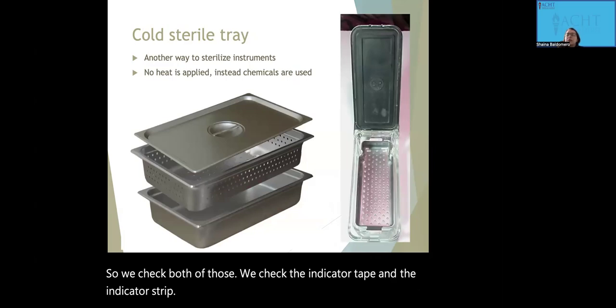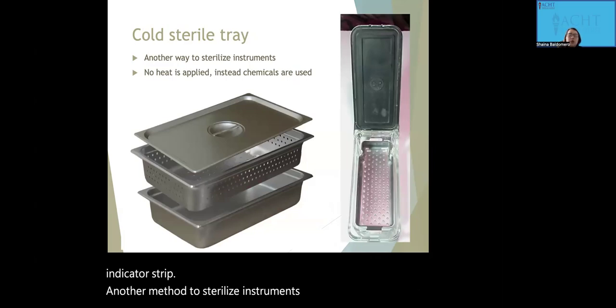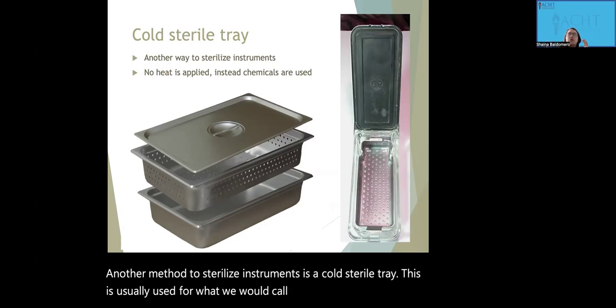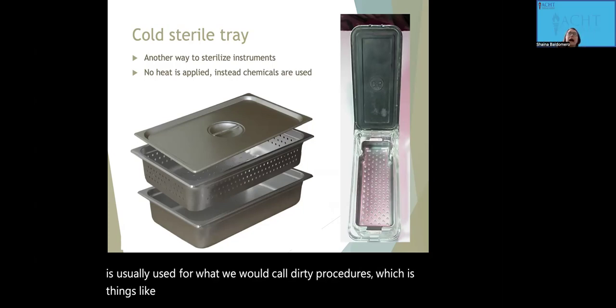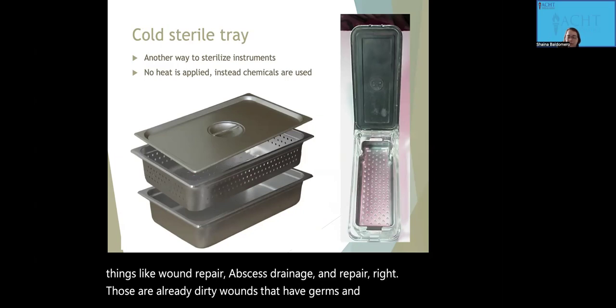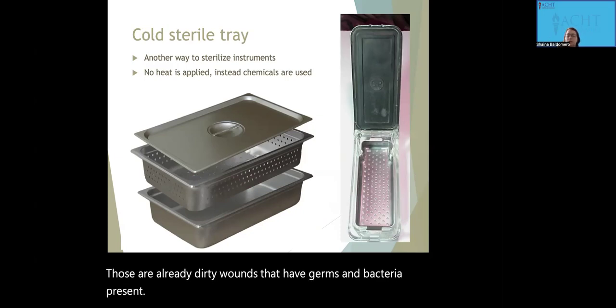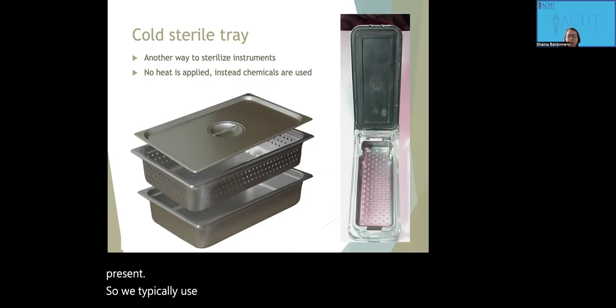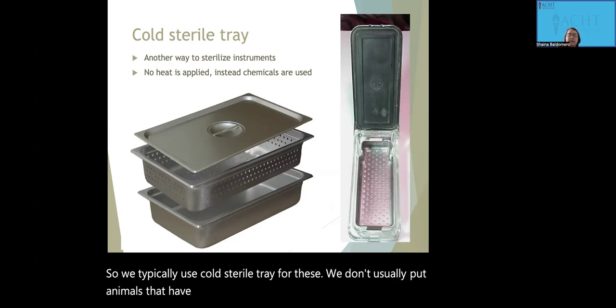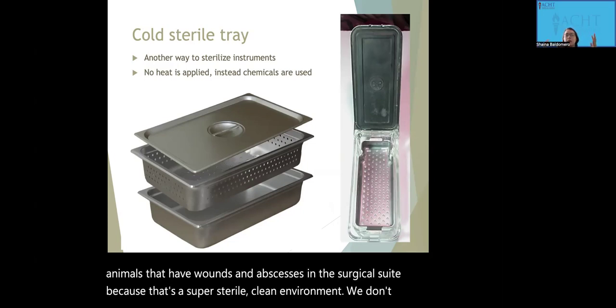Another method to sterilize instruments is a cold sterile tray. This is usually used for what we would call dirty procedures, which is things like wound repair, abscess drainage and repair, right? Those are already dirty wounds that have germs and bacteria present. So we typically use cold sterile tray for these. We don't usually put animals that have wounds and abscesses in the surgical suite because that's a super sterile, clean environment. We don't want to be introducing bacteria in there.